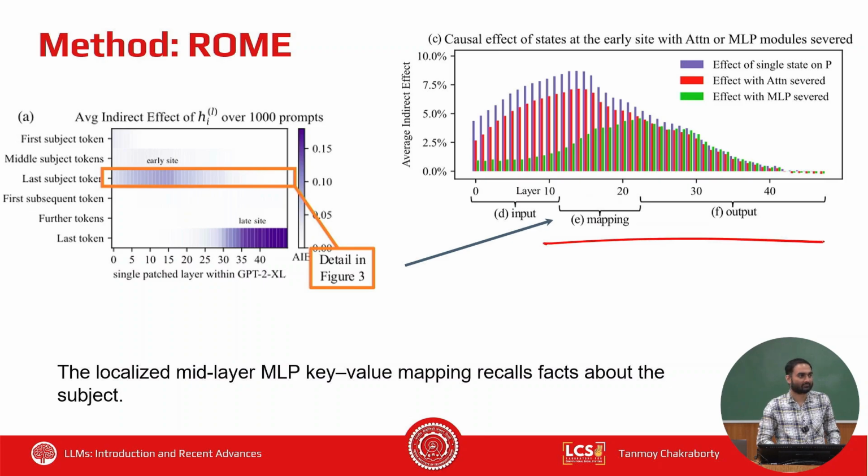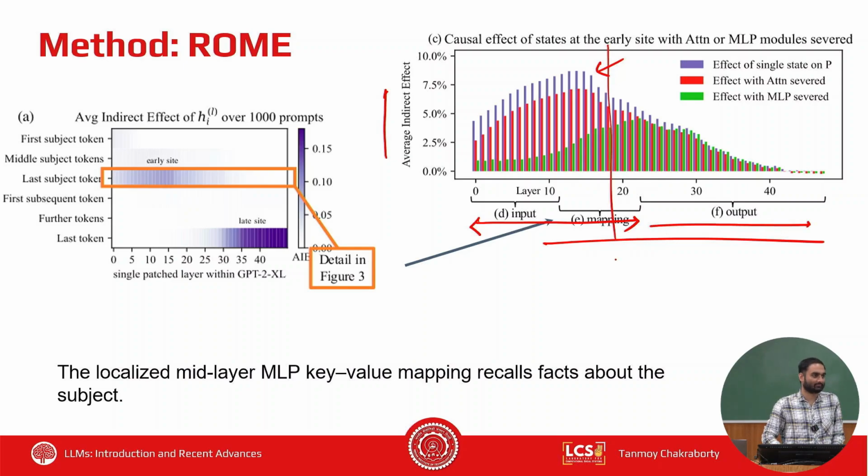Let's focus on this figure. Let's first look at this purple bar graph. The purple bar graph corresponds to just hidden state replacement. What is the y-axis? The y-axis is the indirect effect, the same difference. We saw that when we replace this hidden state, the impact is very high at the initial layers, and at the later layers the impact is low. So till this part the impact is high.